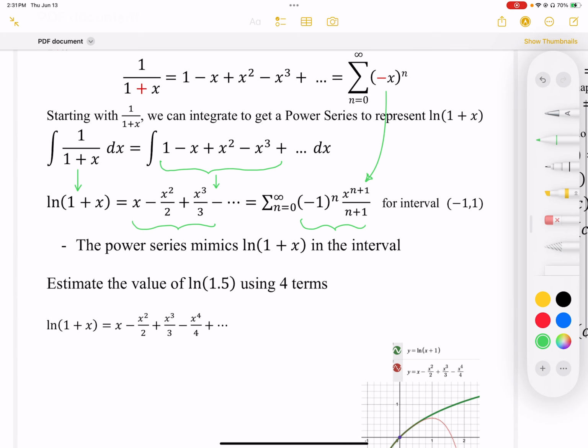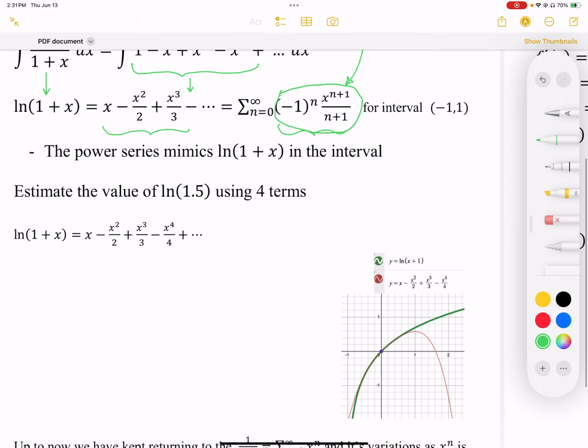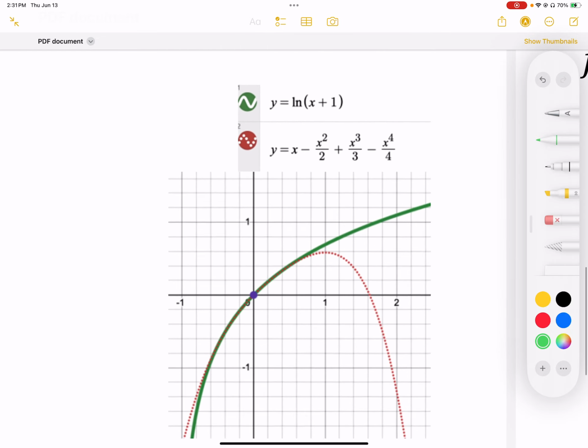So basically what's happening is this series that we've now generated, negative 1 to the power n, so it's alternating, and we just increase the power by 1 and divide by that same power, we get this expansion here. That series is going to mimic the ln of 1 plus x function in the interval that we've been given. So if you want to know what this looks like, it looks like this.